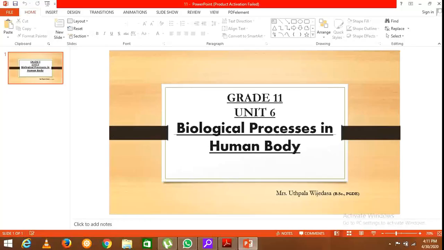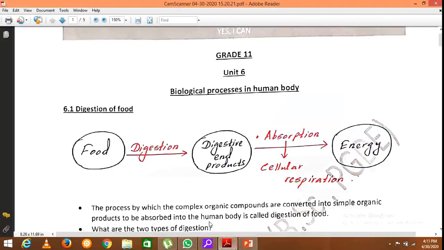First we'll move on to the human digestive system. In grade 10, you have learned that nutrition is a basic characteristic of living organisms. During nutrition, organisms obtain materials which are required for the maintenance of life. After obtaining those materials or food, that food undergoes digestion and digestive end products are absorbed into the bloodstream ultimately. That is what we call digestion.